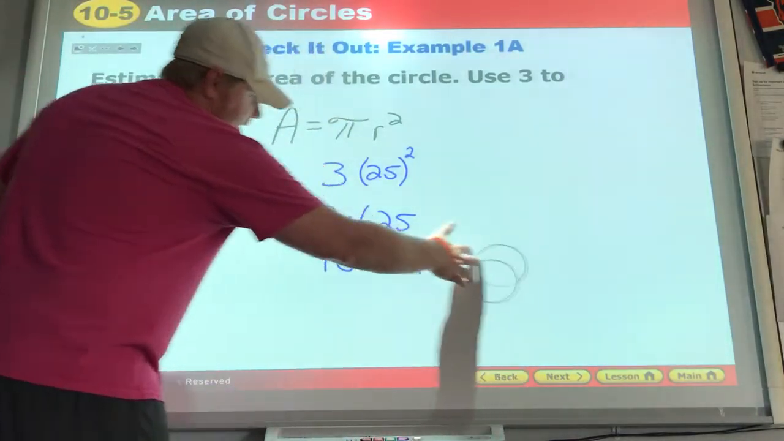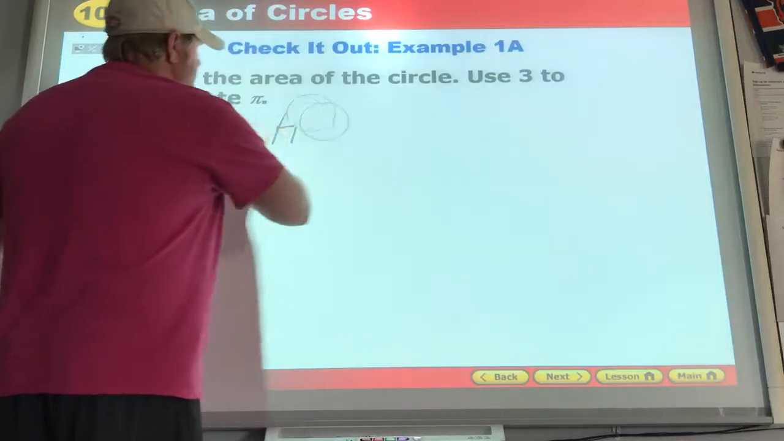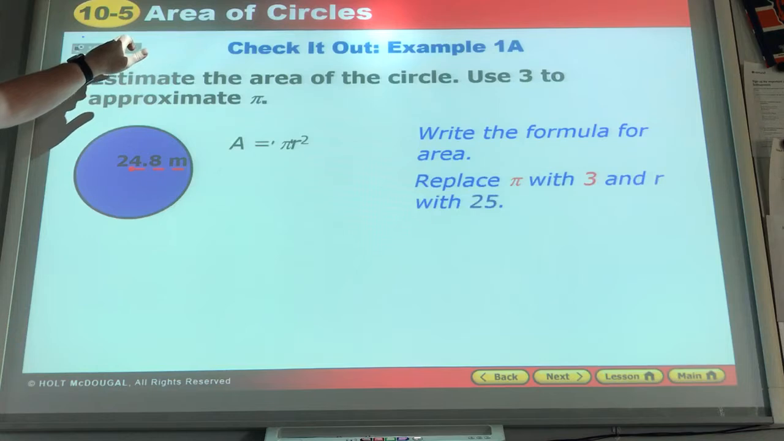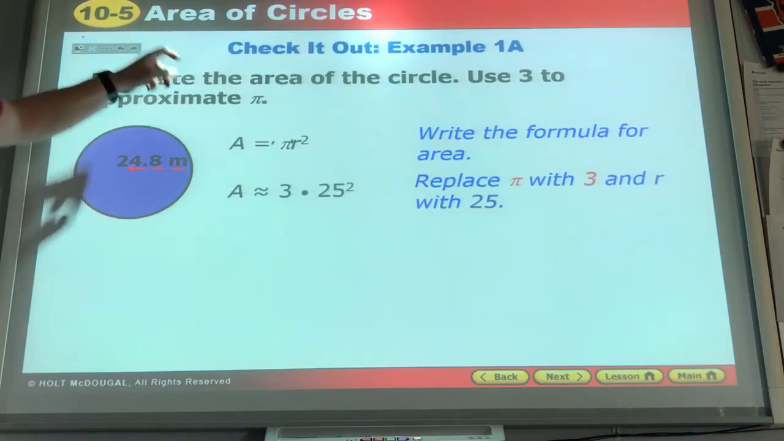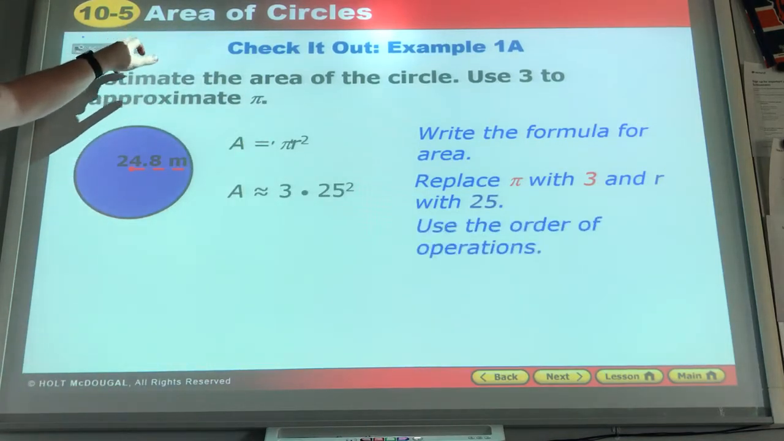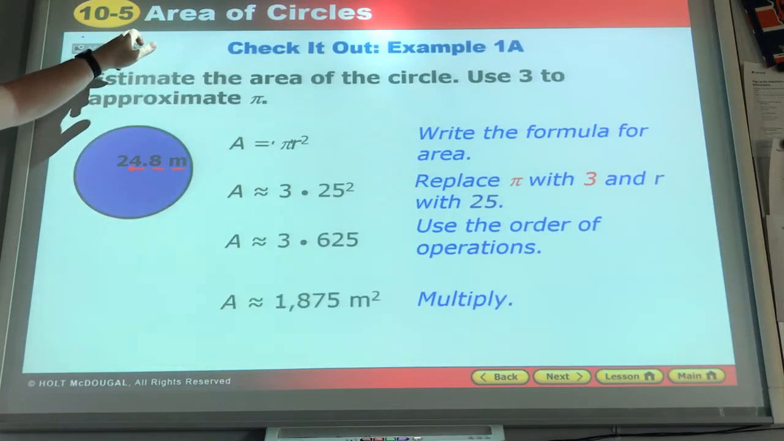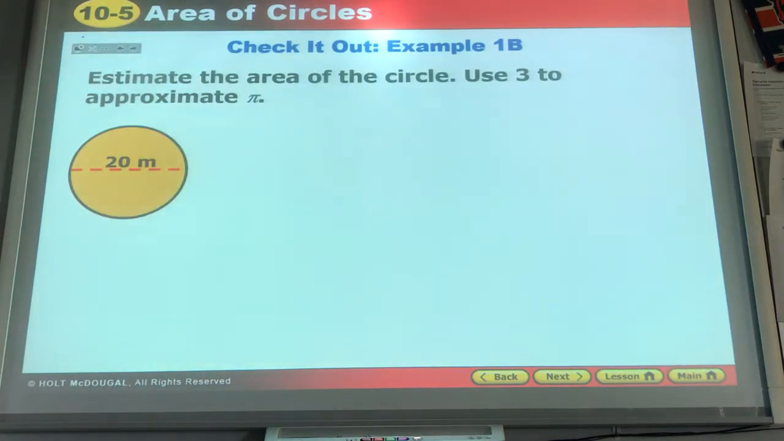All right, let's go ahead and see if we stuck to what they wanted and got the right answer. Write the formula. All right, we already have that. Hey, they did round to 25. 25 squared is 625. Then we have that times 3. 1,875 is our answer when we multiply that. Good job, y'all.